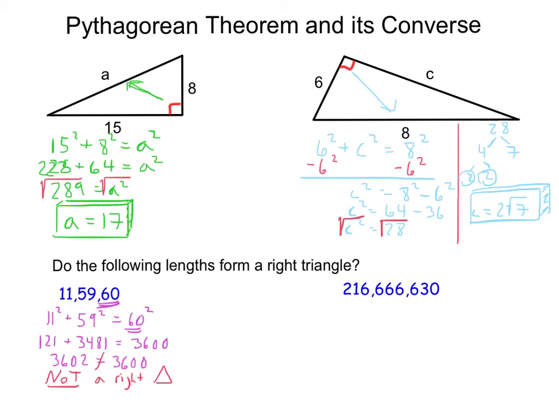Okay, next one over here. Don't just write them in order. Pay attention. 666, that is the largest one. That has to be by itself. If this one has a hypotenuse, it's going to be that number.